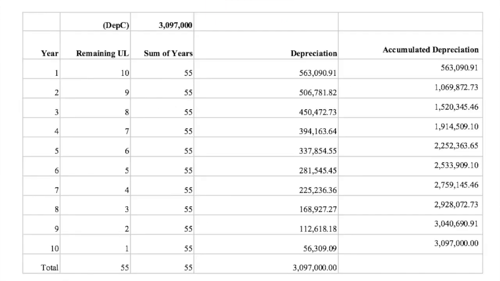At year 1, the remaining useful life of the asset is 10 years. Following the equation, we multiply the depreciable cost of 3,097,000 by 10 over 55 to get the depreciation of 563,090.91 for year 1. Notice that the annual depreciation in the sum of years digits method decreases every year unlike in the straight line method.